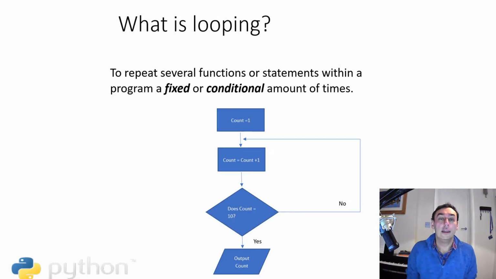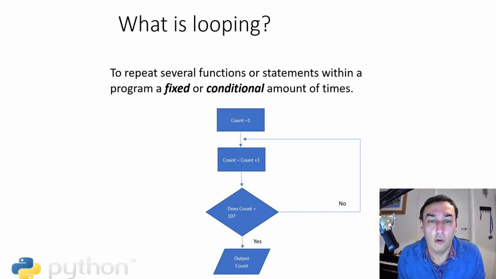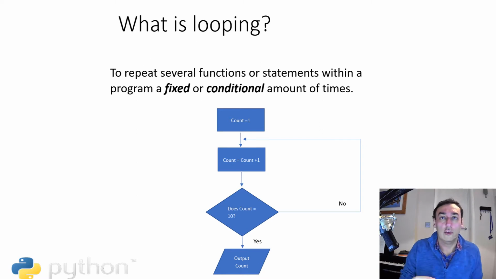Looping is the idea of a part of the program which continues, either a fixed loop, a fixed number of times, or a conditional loop, so keep going until a condition is met. That is all part of the main programming concept.